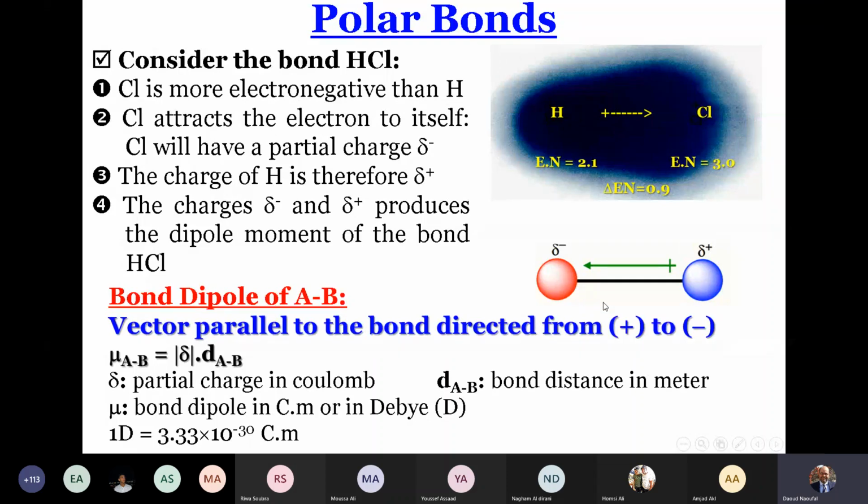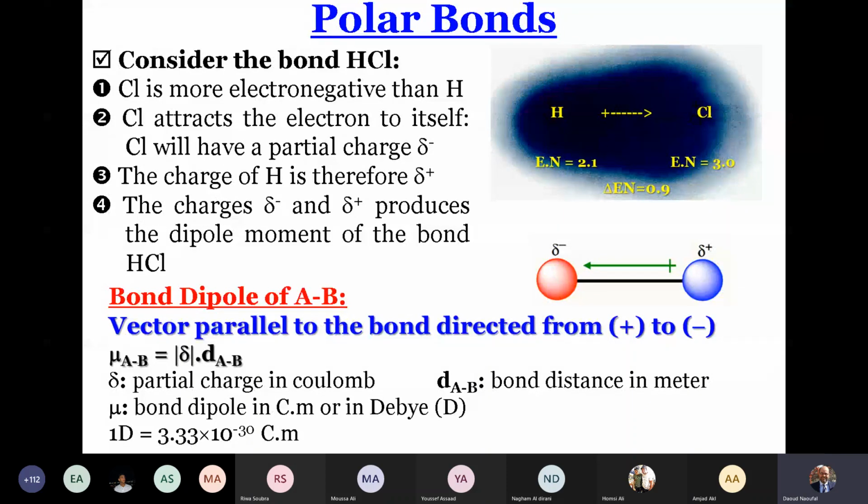As the difference of electronegativity between A and B increases, the electrons are more attracted to one atom than the other. That means delta minus and delta plus will increase in absolute value, so the bond dipole increases. So as the difference delta EN increases, delta increases, and the bond dipole mu increases.